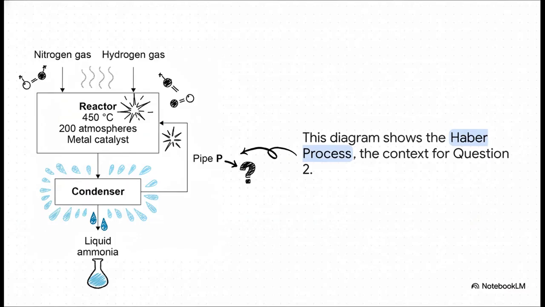Okay, so here's the diagram they gave you for question 2. It shows a simplified Haber process, right? You've got nitrogen and hydrogen going into this reactor, liquid ammonia coming out of the condenser, and then there's this pipe P that connects the two. And that first question, it's all about what that pipe is actually for.